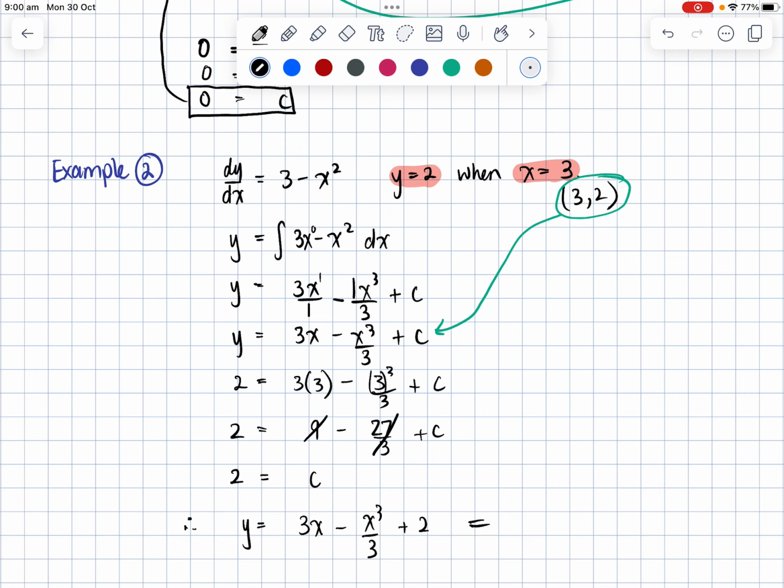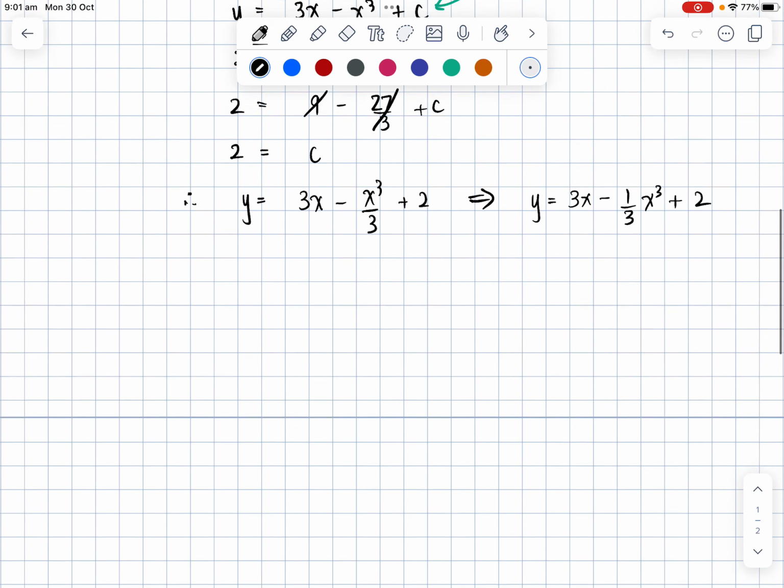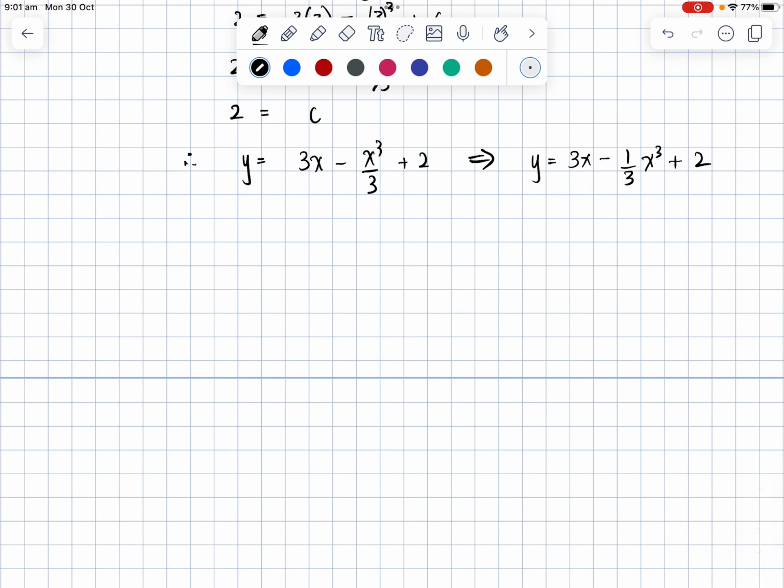Just for the record, some people still get a little frustrated or confused by this. This is absolutely no different to writing 3x minus 1/3 x cubed plus 2. So that divided by 3 and 1/3, same thing. All right, hopefully that's starting to make a little bit of sense, but let's do one more final example.